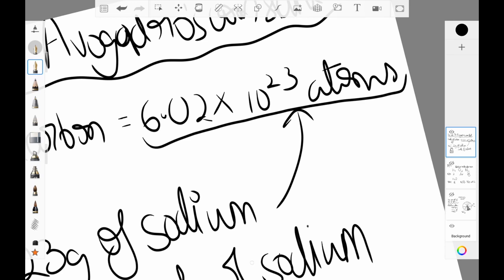So yeah, that's more or less it. If you were to take the AR or MR of a substance and express it in grams, that's the molar mass. And the molar mass of a substance, for example, carbon is 12 grams, will contain 6.02 times 10 to the power 23 atoms.